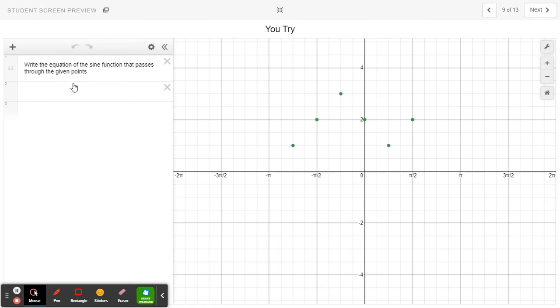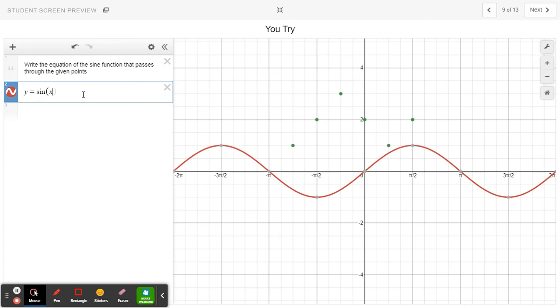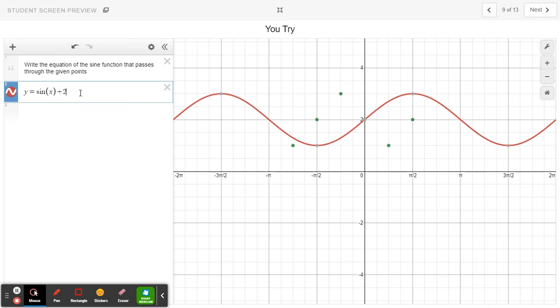All right, now we want you to try. I need to type in the sine function that passes through this. Again, I'm going to just type in the parent function. You can see that's not right. I have to shift that up. I can see my midline's going to be at 2, so my k is going to be 2. Looks like my amplitude's good.